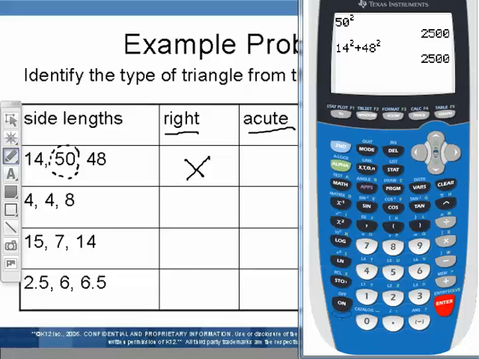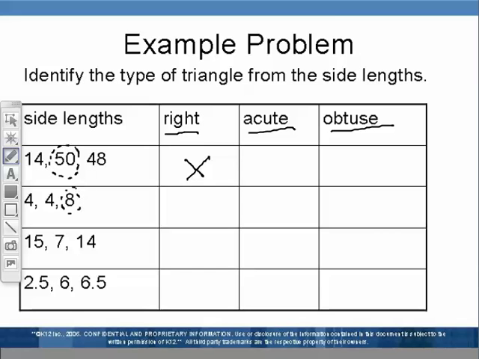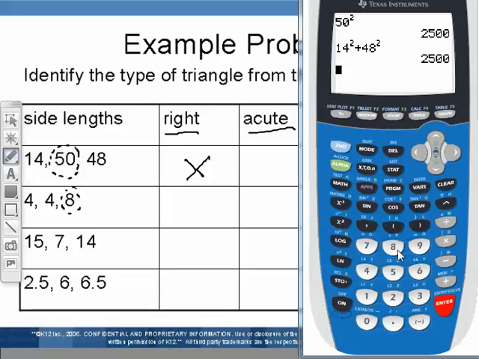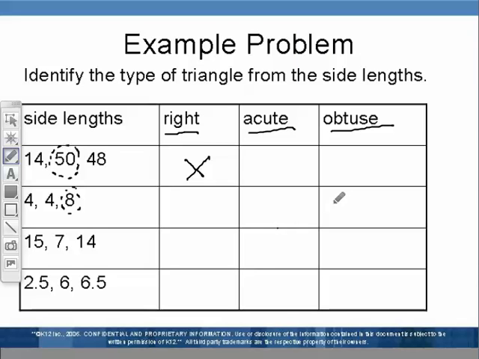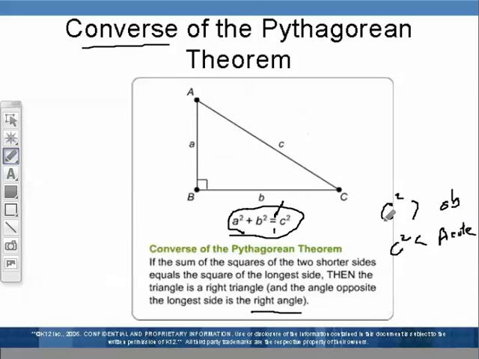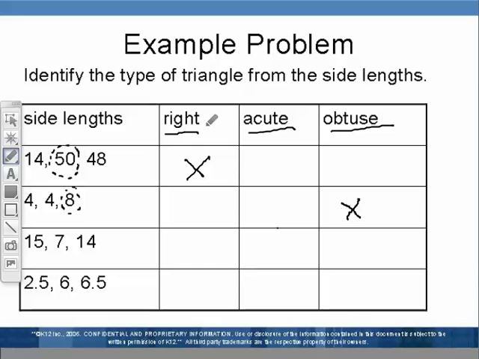Okay, that makes sense, Mr. Green. What about the next one? Well, 8's the big one. That'll be the c, right? So if I take that and I say, well, 8 squared, I know that one. That one's 64, right? And I take 4 squared, that's 16, plus 4 squared, that's 16 again, that's 32. My c squared is bigger. That must mean that I have an obtuse triangle. Why? Because if the c squared is the bigger number, it's obtuse. See how I'm using that information?